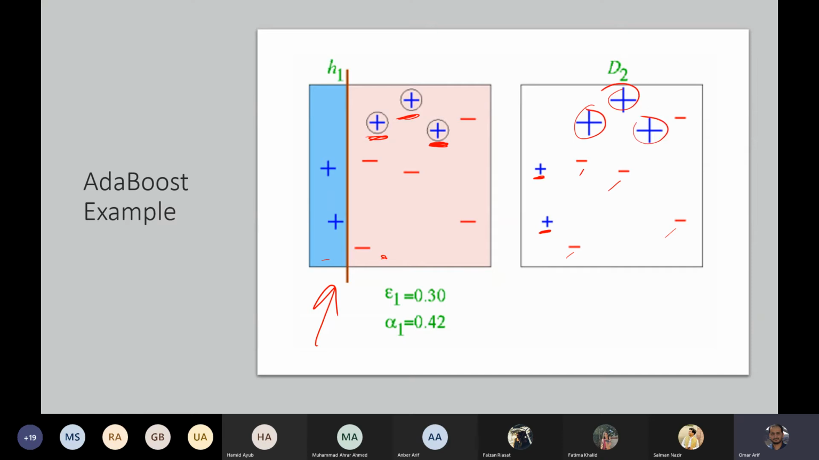In the next round, I'm going to again train a classifier, using this new data set in which the weights have been changed according to the equation that we discussed in the previous slides. And I am also keeping track of the weighted error rate and the quality of the classifier. So the weighted error rate of the first round is this, and the quality of this classifier is given by this alpha 1.